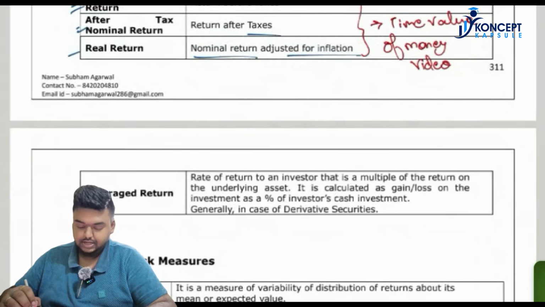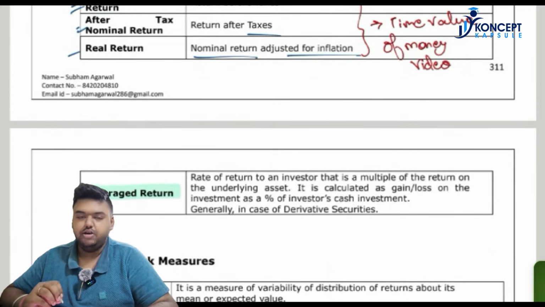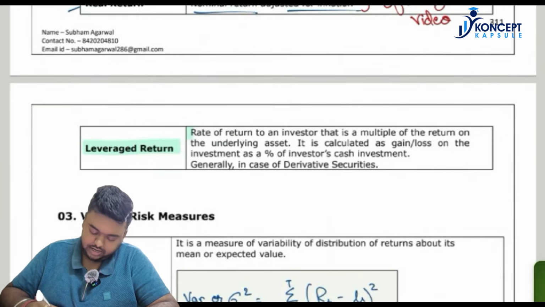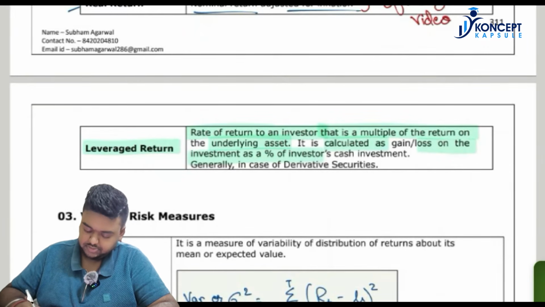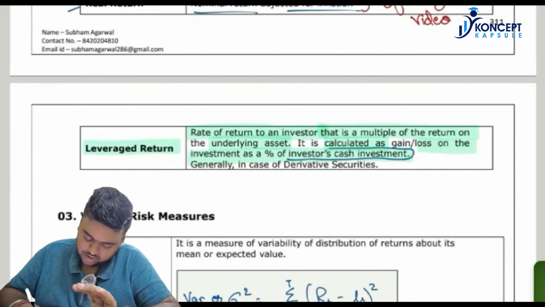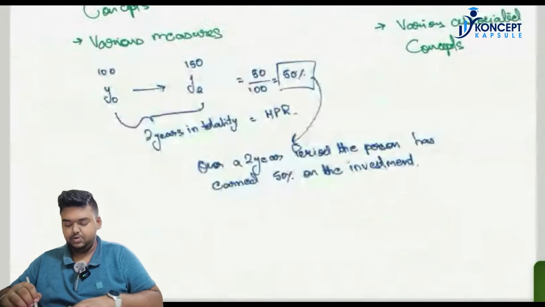The last topic which we have to see is the leveraged return. First, we will read the definition and then we will take up an example. Rate of return to an investor that is a multiple of the return on the underlying asset, calculated as a gain or loss on the investment as a percentage of the investor's cash investment. Now let us understand what it is saying.